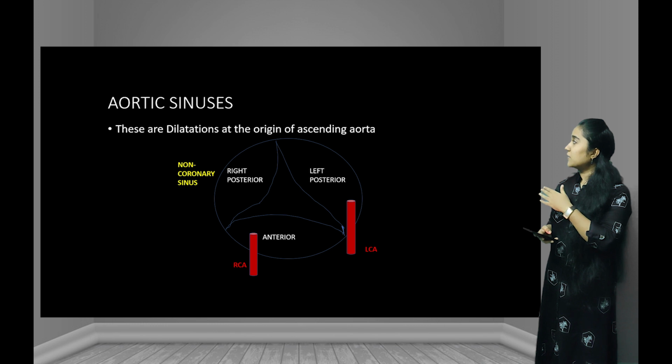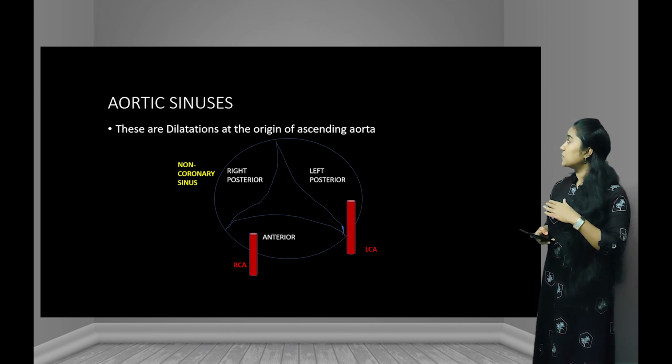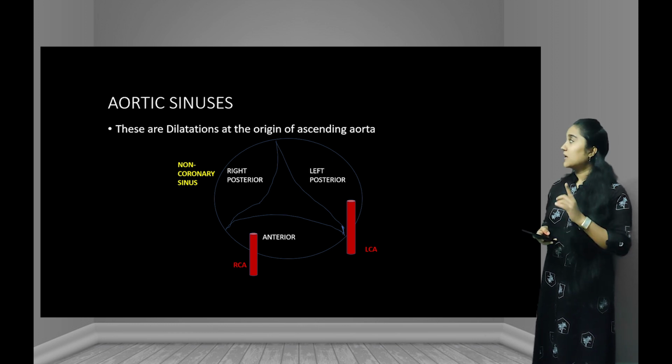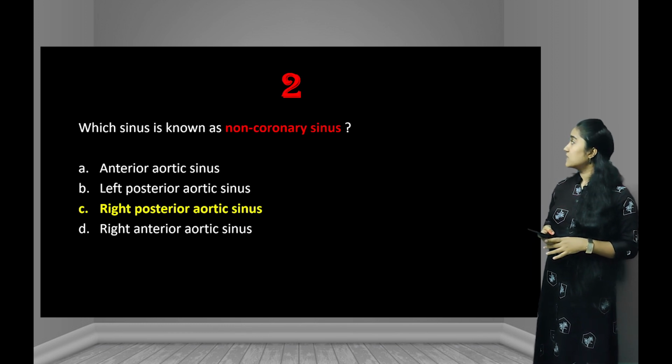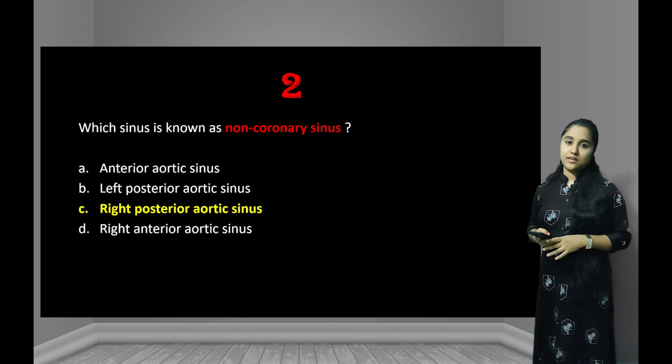And from the anterior aortic sinus you get the right coronary artery. From the left posterior aortic sinus you get the left coronary artery. So the right posterior aortic sinus is known as the non-coronary sinus. So the answer to this question is option C, that is right posterior aortic sinus.